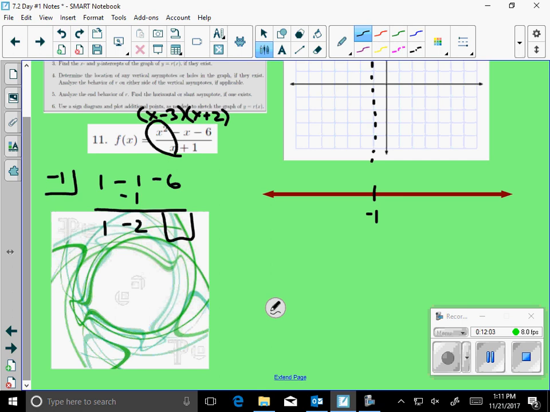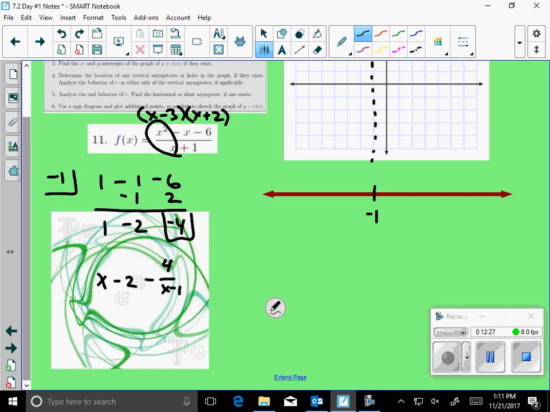Oh, this is going to be ugly. Okay. Fine. So the slant asymptote, I know this isn't going to be nice, you guys, but it is going to be x minus 2 minus 4 over x minus 1.